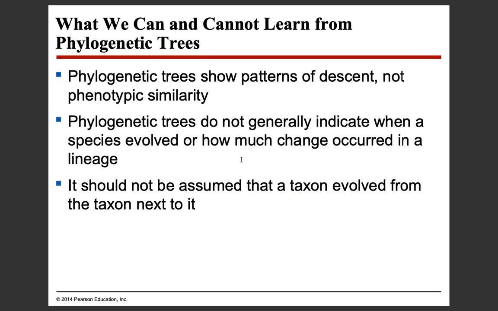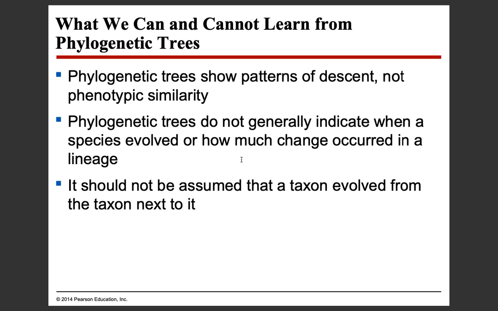Okay, so what we can and cannot learn from phylogenetic trees. Phylogenetic trees show patterns of descent, not phenotypic similarity. So this is not because 2 organisms look the same. That is their phenotype, okay? They are showing you descent. It's showing you descent with modification. This is evolutionary history. And we know that not because 2 animals might look alike, but that doesn't mean they came from the same place. We learned that with the flying squirrels in the last lecture.